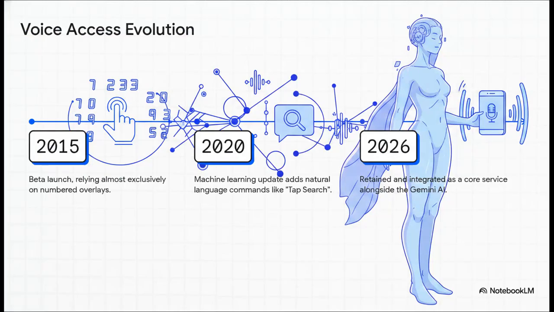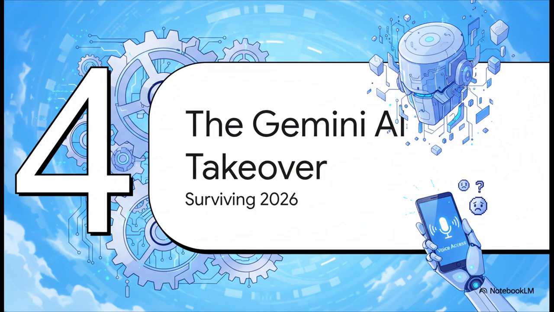And this tool didn't just appear overnight. It's been evolving. It started way back in 2015. And back then, it was pretty much all about those numbered overlays. Then in 2020, we got this huge machine learning update, which let it understand more natural stuff, like just saying tap search. But now we're looking at the future, and there's this big elephant in the room that everyone's worried about, Gemini. What happens when Google's new AI takes over? Yeah, Google's been pretty clear that Gemini is going to completely replace the old assistant. So, understandably, a lot of people who rely on voice access are worried. Is this incredible tool just gonna stop working?